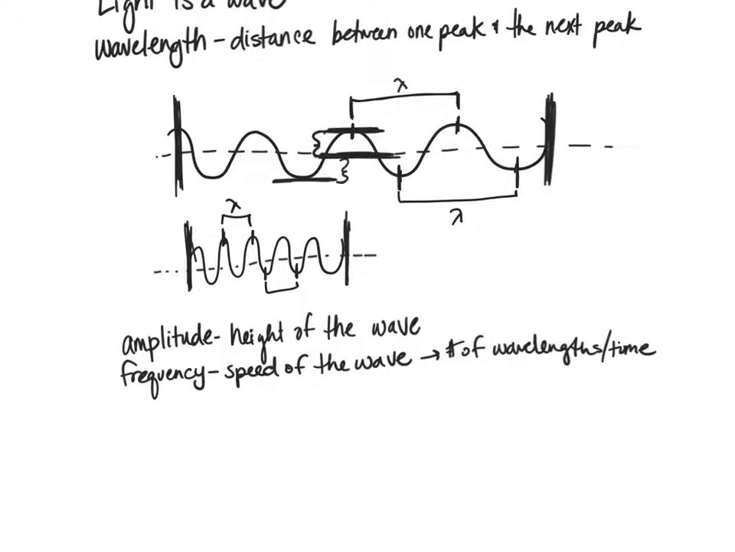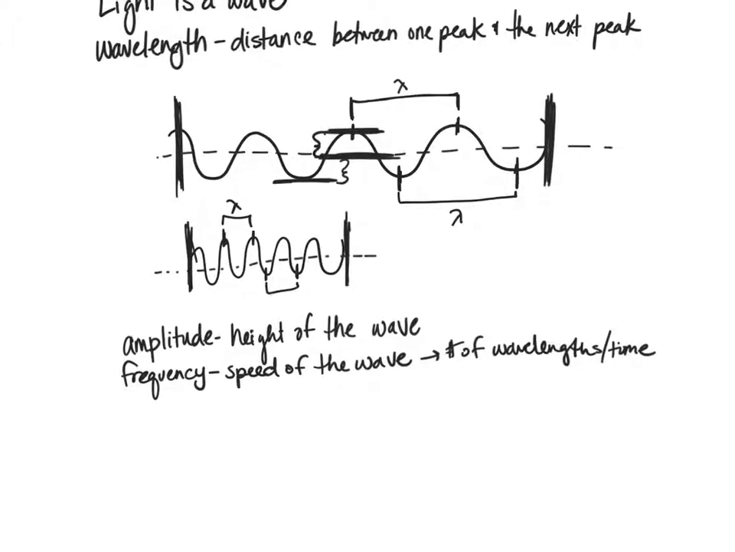But starting out here, we have our wavelength, which is the distance between one peak and the next, our amplitude, which is the height of the wave, and then our frequency, which is essentially the speed of the wave, which is our number of wavelengths per some unit of time. So when we are talking about the way that light behaves, if we take those things into consideration, we have our high frequency and our low frequency, and those are all going to behave differently based on those three terms that we just spoke about.